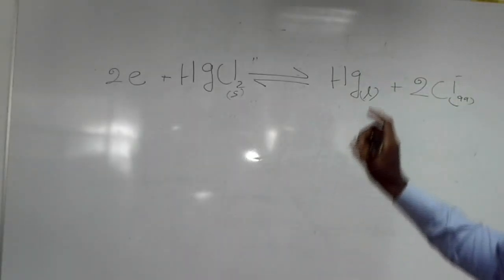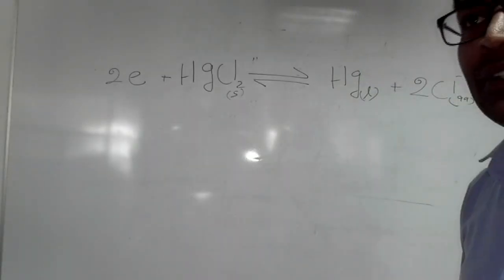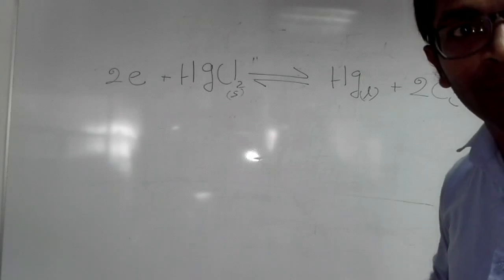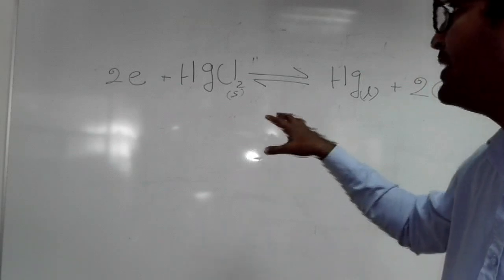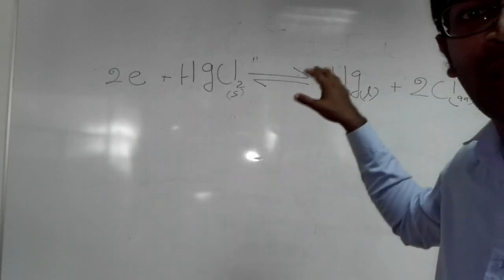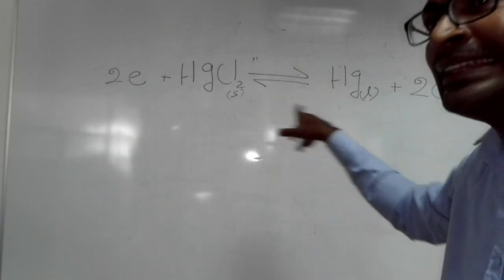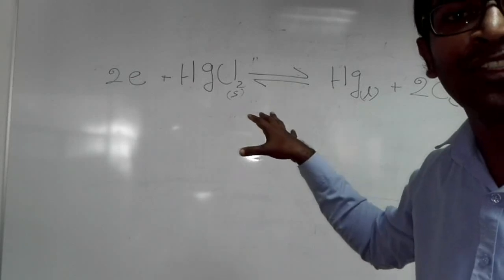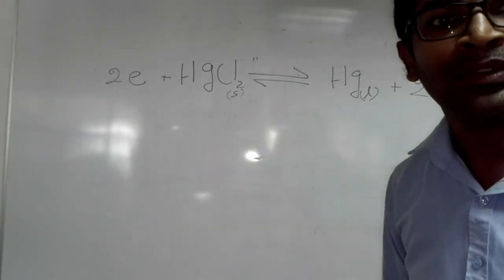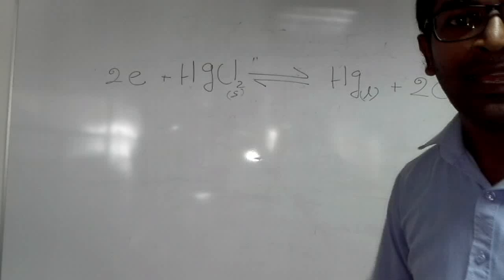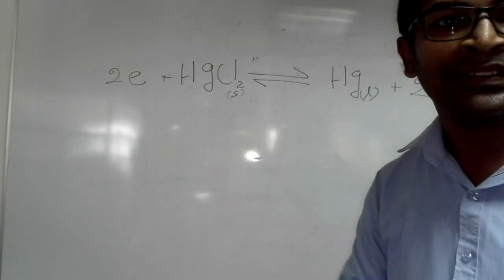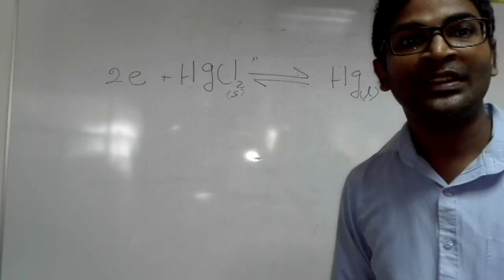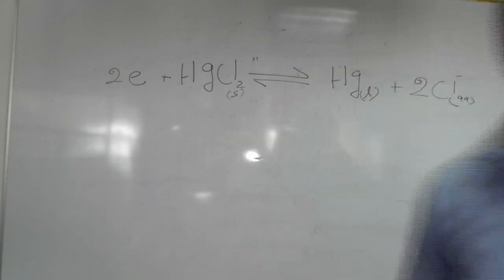Now this is the equation that happens at the calomel electrode. There is the equilibrium, with oxidation and reduction reactions, and you can see the equation. At any time you can use one of these reactions if there is a connection between another electrode and this one. Next we are going to discuss the silver chloride electrode.